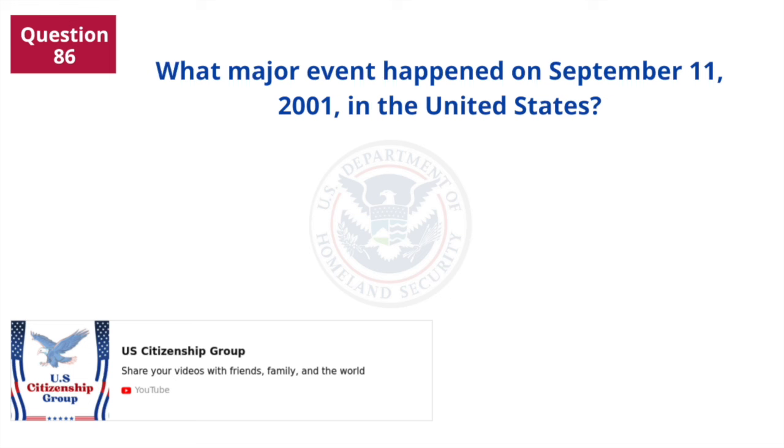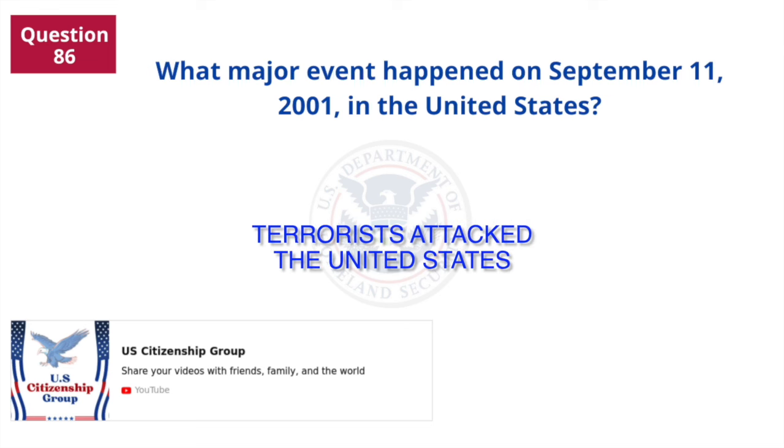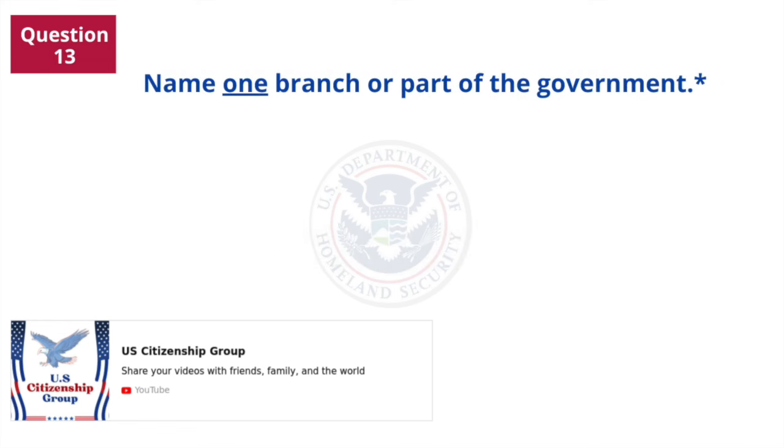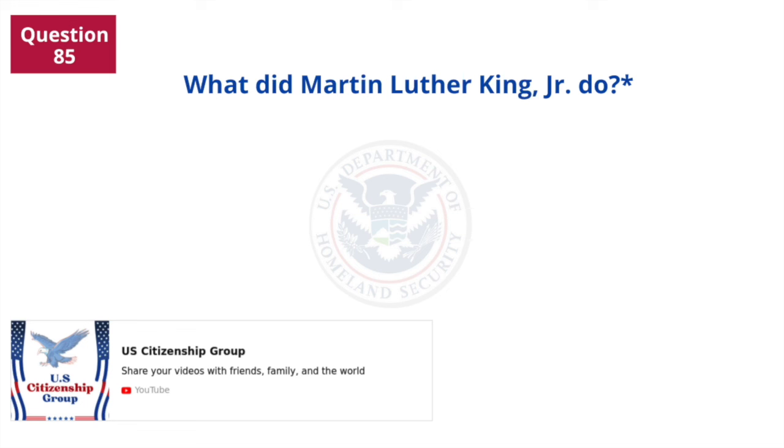What major event happened on September 11, 2001 in the United States? Terrorists attacked the United States. Name one branch or part of the government. Congress. What did Martin Luther King Jr. do? Fought for civil rights.